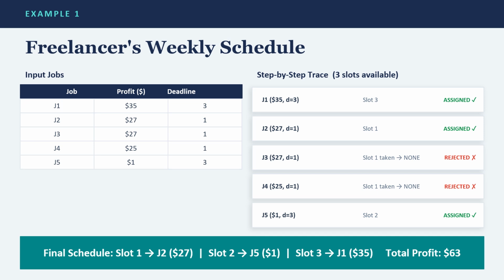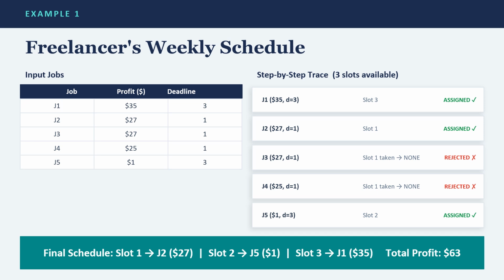J1, profit 35, deadline 3. Scan from slot 3, it's free. Assign J1 to slot 3. J2, profit 27, deadline 1. Slot 1 is free. Assign J2 to slot 1.